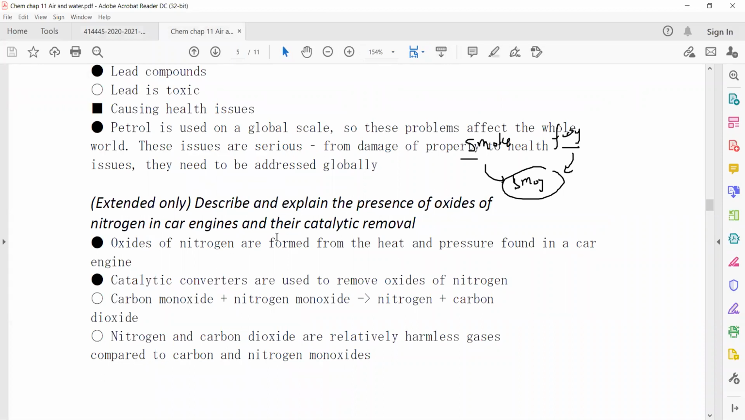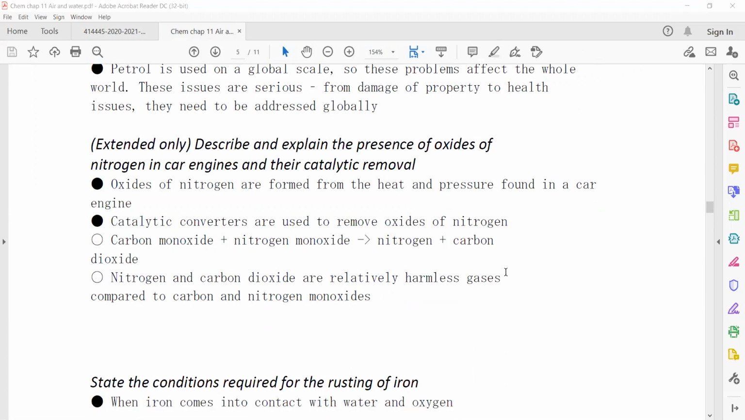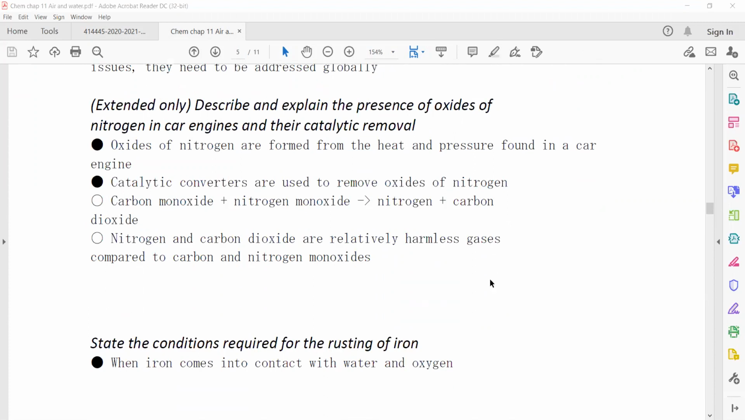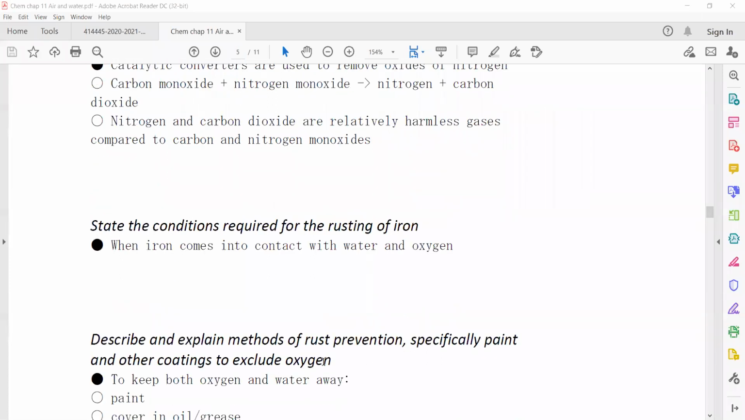Describe and explain the presence of oxides of nitrogen in the car engine. So how are these oxides of nitrogen formed and how are they removed? Oxides of nitrogen are formed when nitrogen and oxygen react inside the car engine due to electrical discharge or spark. And these oxides are reduced to nitrogen by using a catalytic converter. So nitrogen monoxide is reduced and carbon monoxide is oxidized to carbon dioxide, which are less harmful compared to other gases.